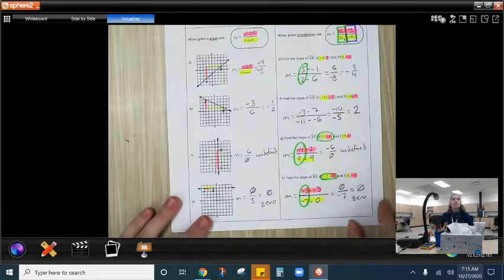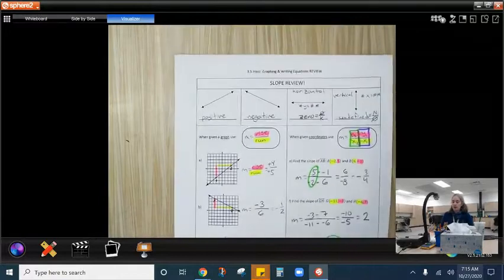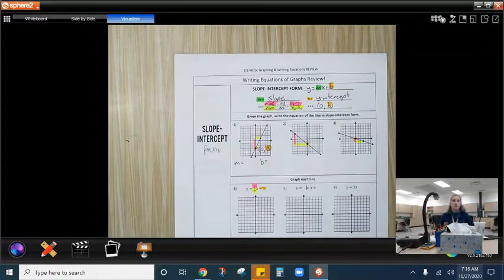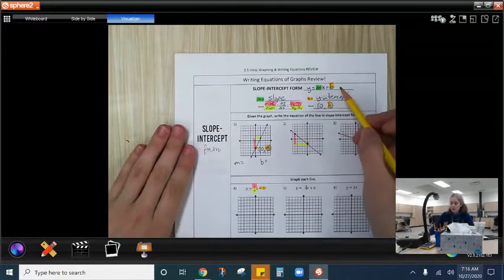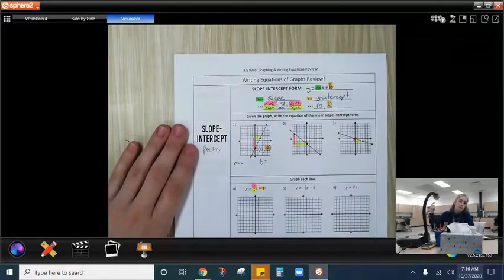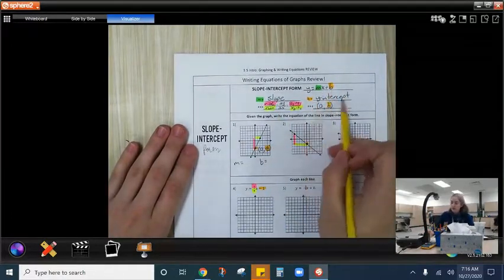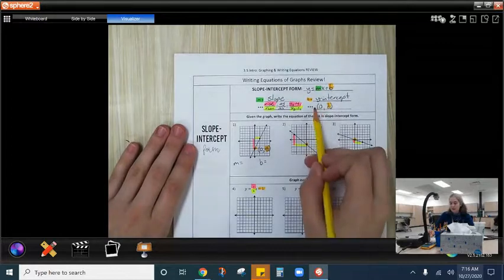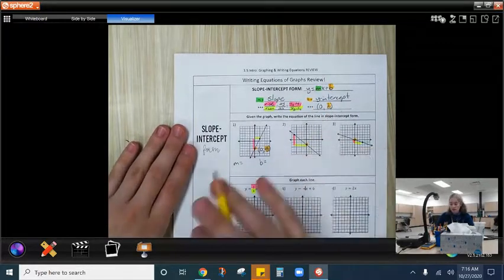So hopefully you feel pretty good about those. Let's take a look at some equation review. Remember, we have 3 different types of equations of lines that we can use. The first one is the most common, which is y equals mx plus b. So that m is the slope like we just saw, and then that b is the y-intercept. And the y-intercept is going to have that 0, b coordinate always.